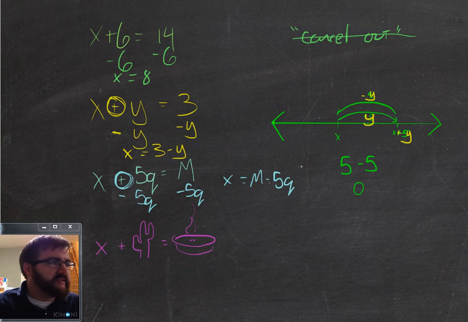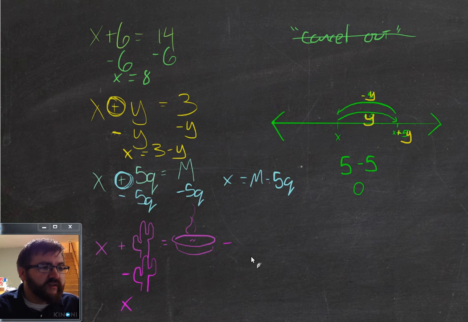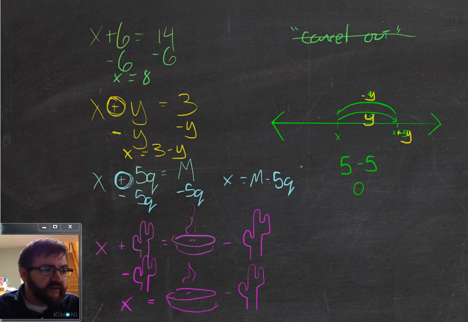Right. Here is a silly example. X plus a cactus equals an apple pie. Okay. I have no idea why x plus a cactus would be an apple pie, but whatever x is, if I want to figure out what it is, then I need to take that cactus away from x. Right? I've added a cactus. I've taken a cactus away. I just have x left. So when I subtract a cactus from the right side, right, x must be whatever an apple pie minus a cactus is.